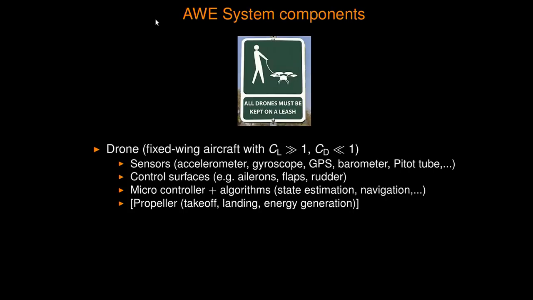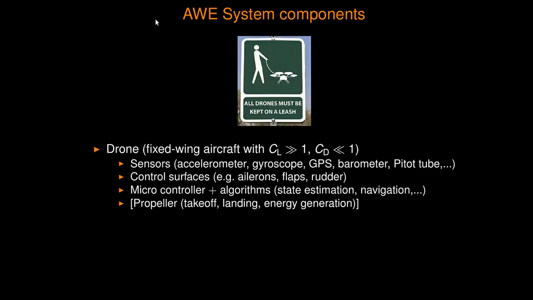So now the next step would be to look closer at the technology and see what the AWE system components are that you need to build such a device. So first of all, there is the drone or the fixed-wing aircraft. We have seen that it's very good to have a large lift and a small drag coefficient, so you need something which is like a rigid glider, more or less.